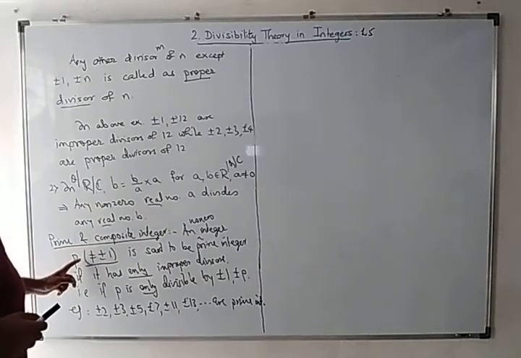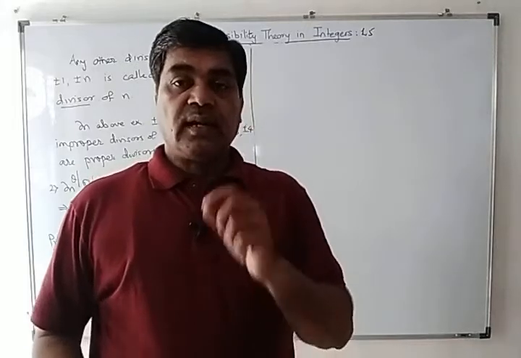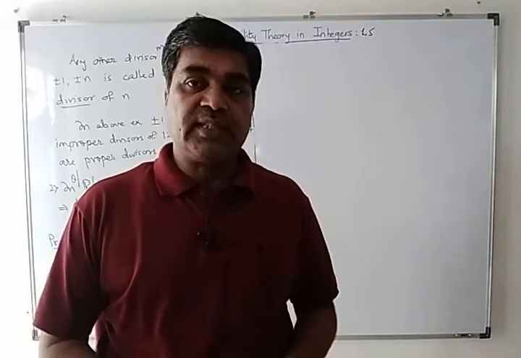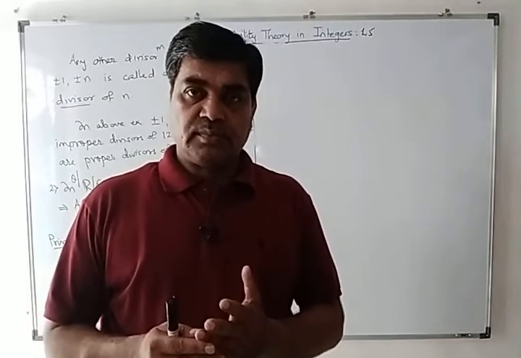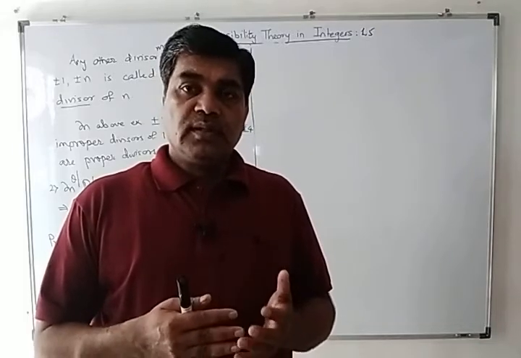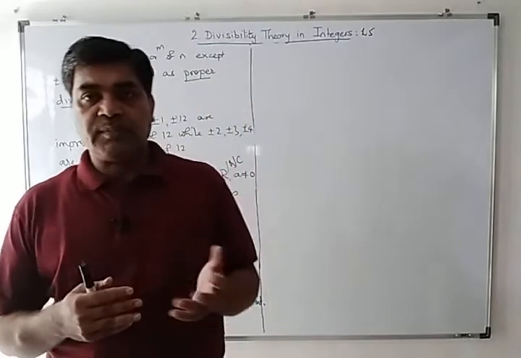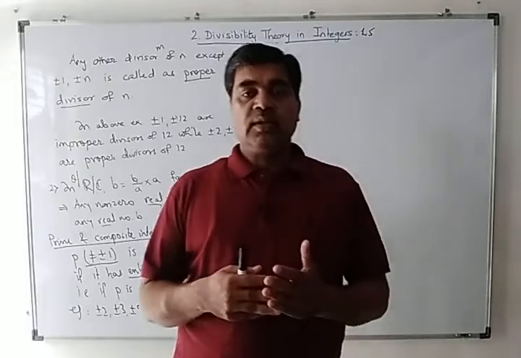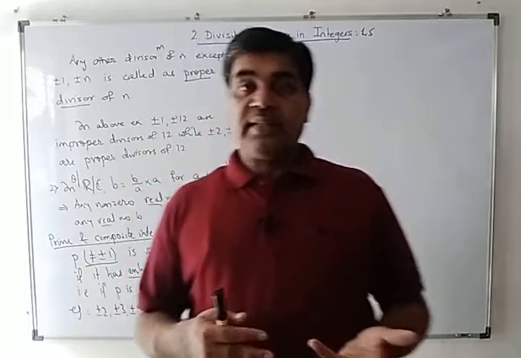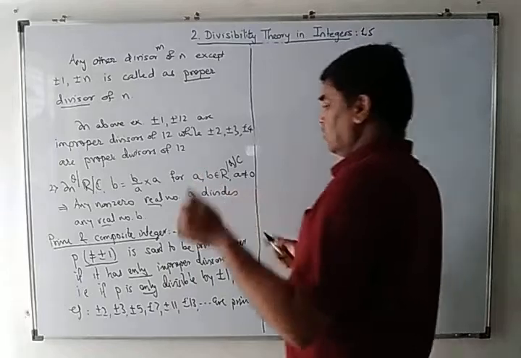An integer n other than again plus 1, minus 1 is said to be composite if it has at least one proper divisor, proper factor. Then we say that it is composite. For example, 4 is divisible by 2, minus 2, and those divisors 2 and minus 2 are other than plus 1, minus 1, plus 4, minus 4, and that's why 4 is a composite number. 6 is a composite number, 8, 10, those numbers are composite numbers. Okay, composite integers.